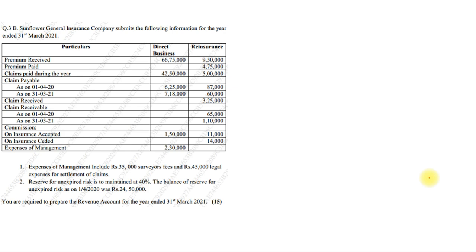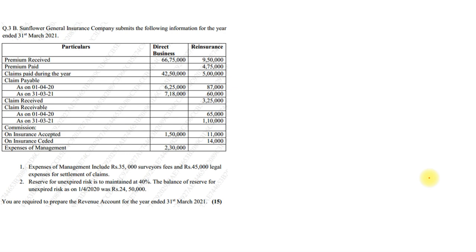The question states that Sunflower General Insurance Company submits the following information for the year 31st March 2021. They are giving you all the particulars, direct business and reinsurance, and two adjustments. Expenses of management include 35,000 surveyors' fees and 45,000 legal expense for settlement of claim. And the reserve for unexpired risk is to be maintained at 40%. The balance of reserve for unexpired risk as on 1st April, the opening balance, is given as 24,50,000.